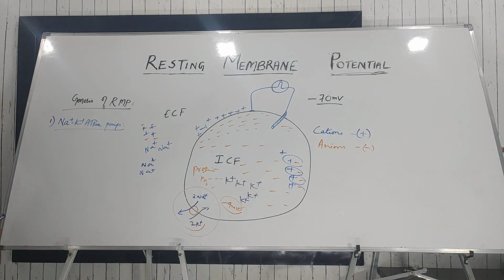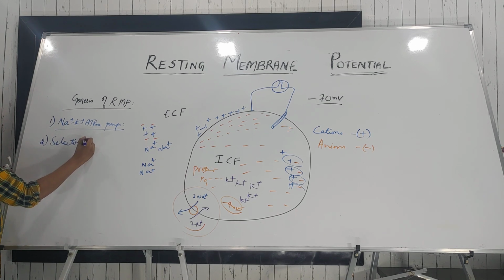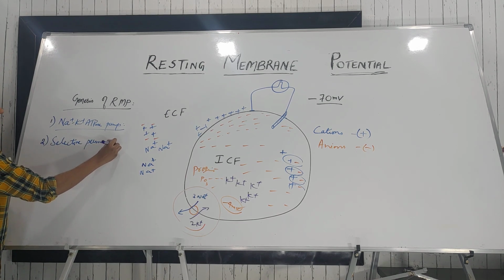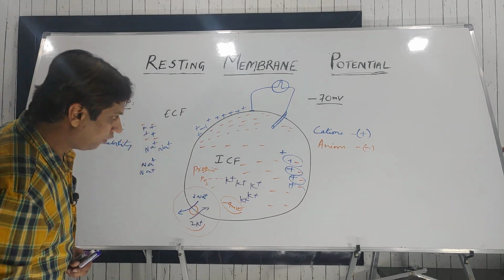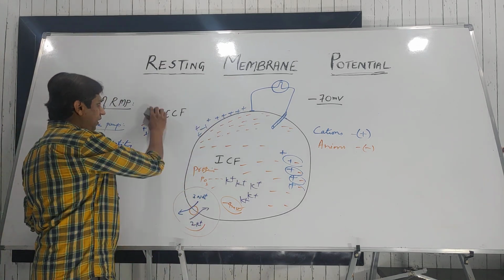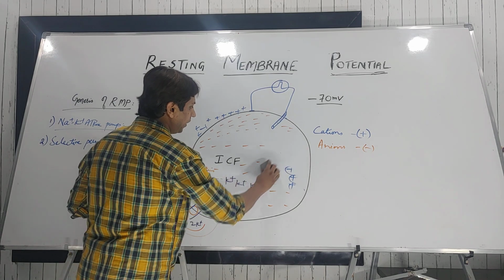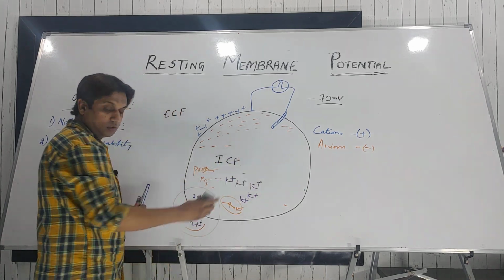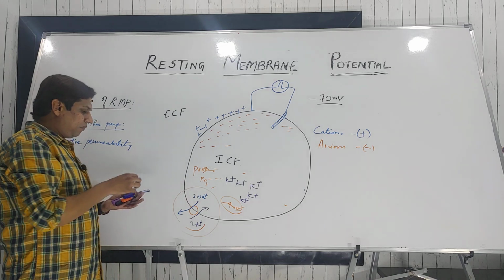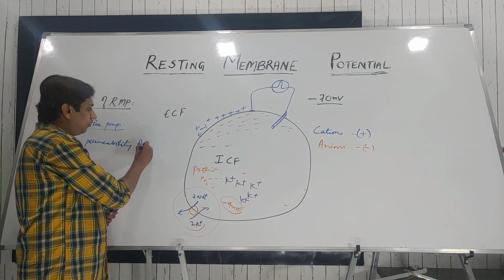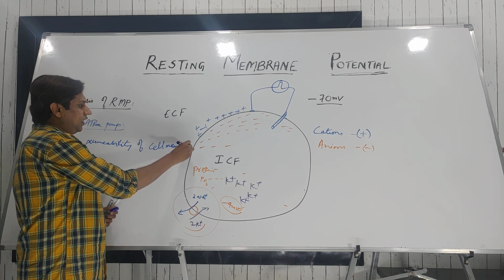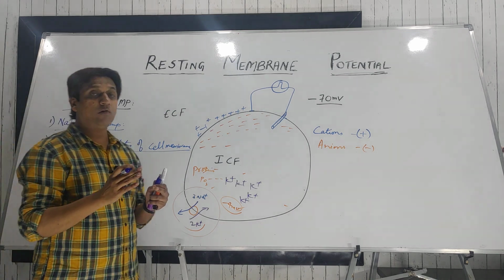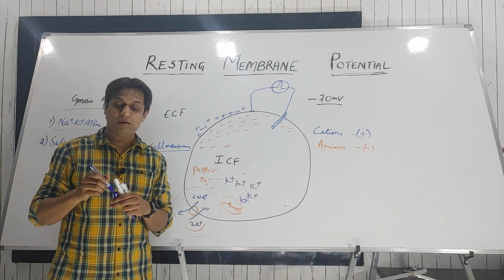Now the second factor is the selective permeability of the cell membrane. You people know it very well, this cell membrane is a lipid bilayer, semi-permeable membrane. So the cell membrane acts as a selectively permeable membrane, that is, it will allow only a few substances to pass across the cell membrane, not all.